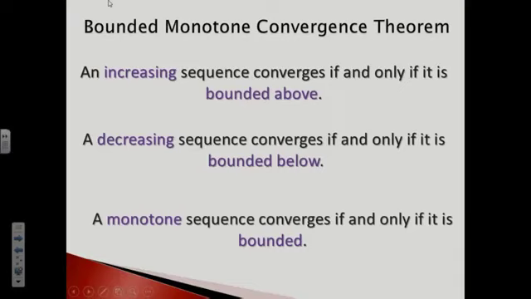The bounded monotone convergence theorem also applies to sequences whose terms are eventually monotonic. That is, it can be shown that the sequence s_n converges if it is bounded, and there exists an integer N such that s_n is monotonic for all n greater than N.